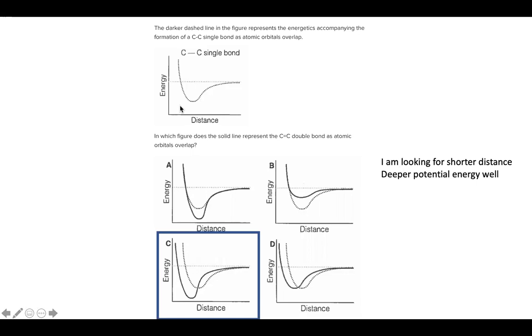So I'm thinking about how things connect, like a single bond, a double bond, and a triple bond, with aspects of the bond enthalpy, the bond length, and the bond strength. That's what this question is after here.